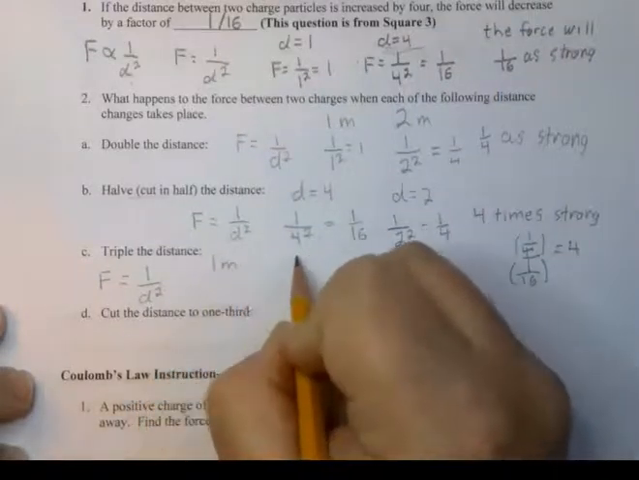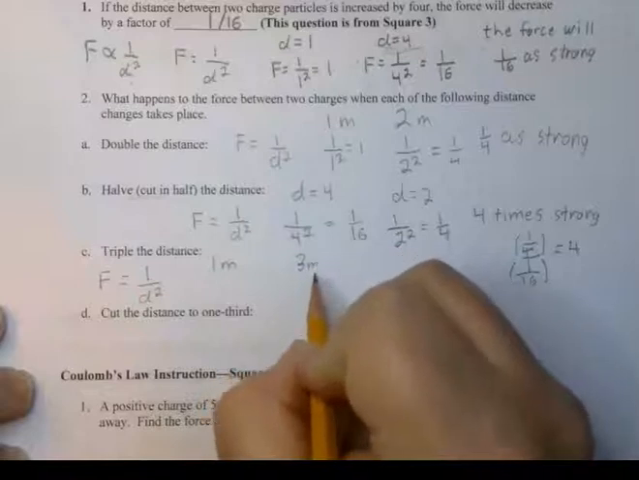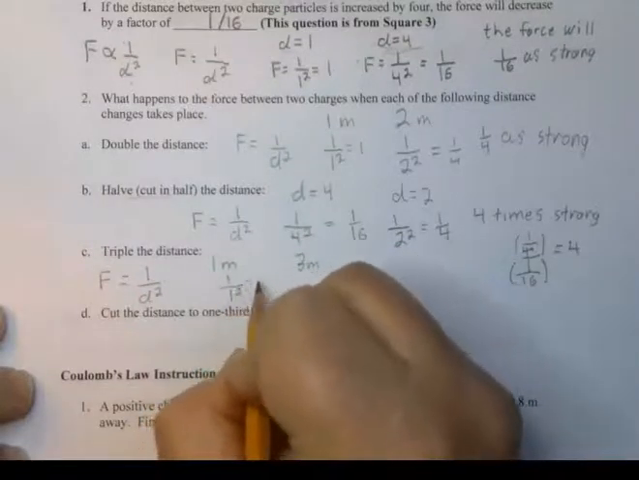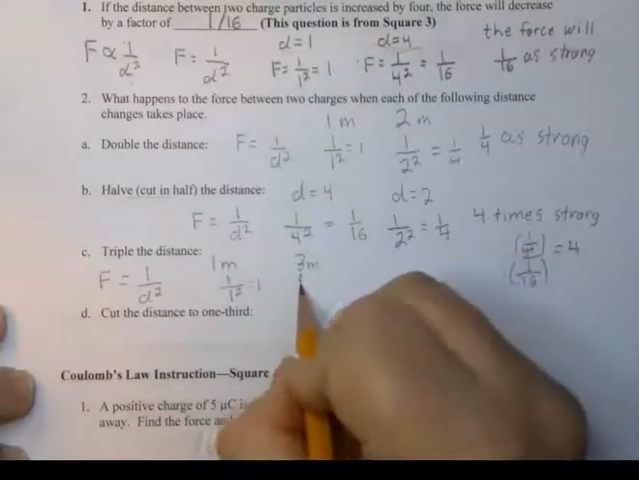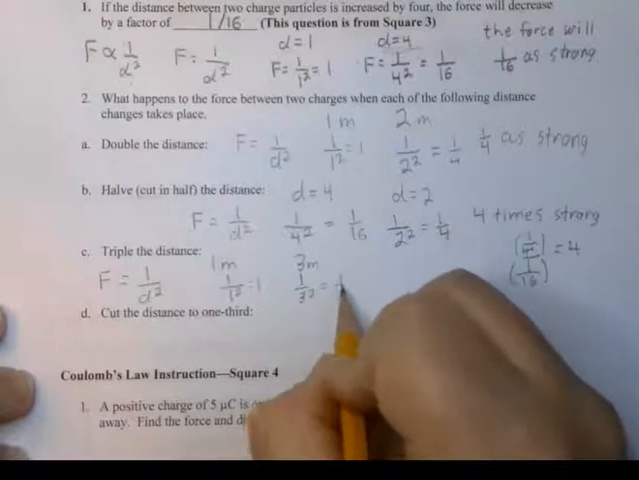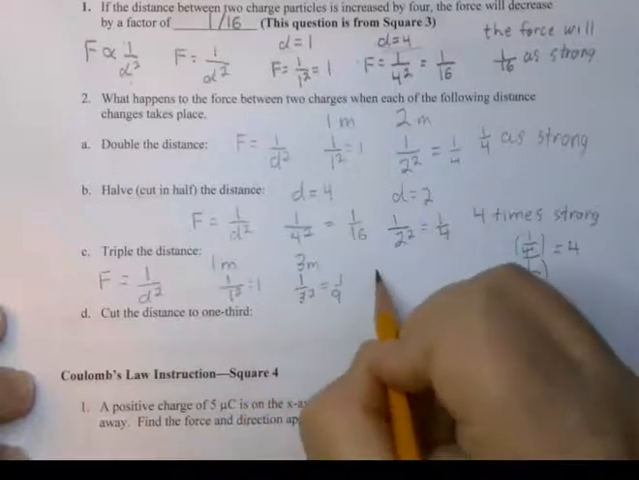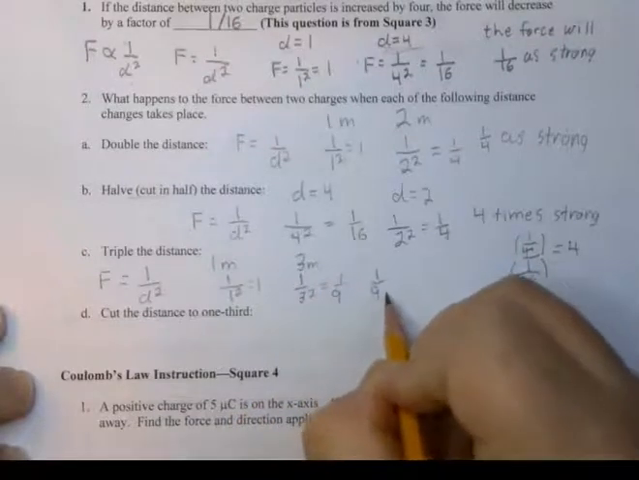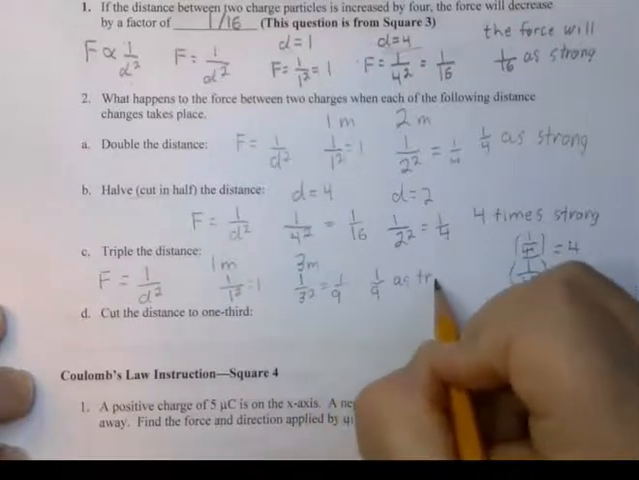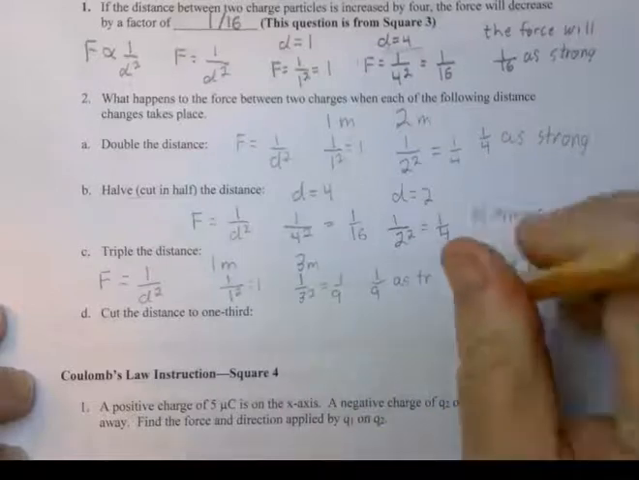Now we're going to triple it to 3 meters. So this would be 1 over 1 squared, which equals 1. And this one would be 1 over 3 squared, which equals 1 over 9. So you could say it would be 1/9 as strong. It gets weaker as you move them farther apart.